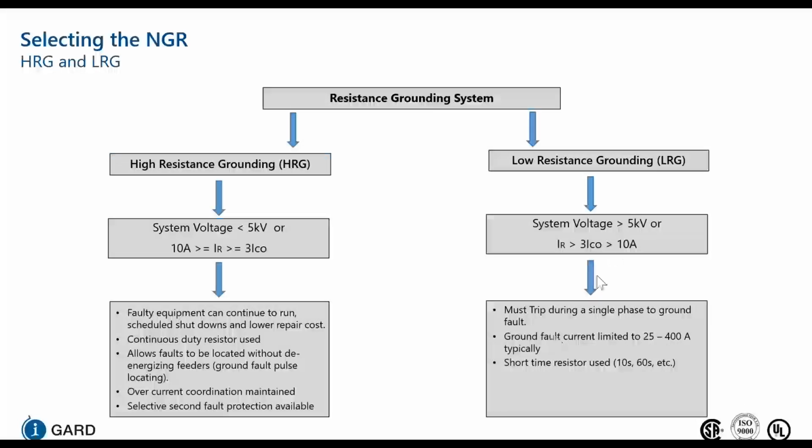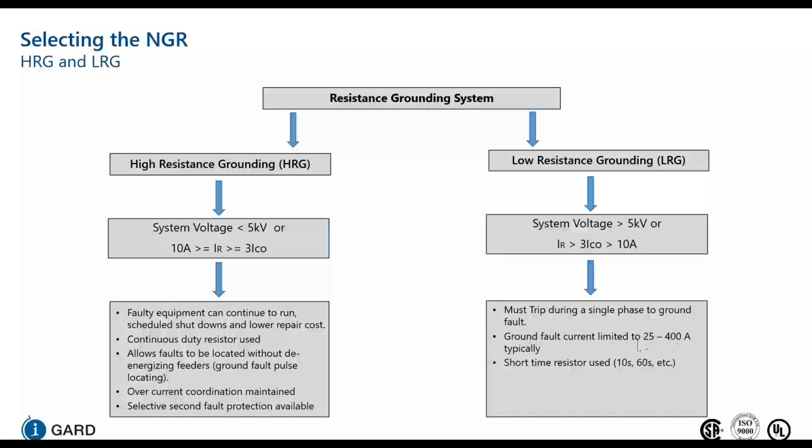So for a resistance grounded system at medium voltage, you have to trip even if the ground fault current is 400 amps. Ground fault currents are limited to between 25 and 400 amps, and the short time resistor is 10 seconds. So the resistor is in the circuit for 10 seconds, allowing you time to selectively determine where the ground fault is and isolate that faulted feeder only and keep everything else running.